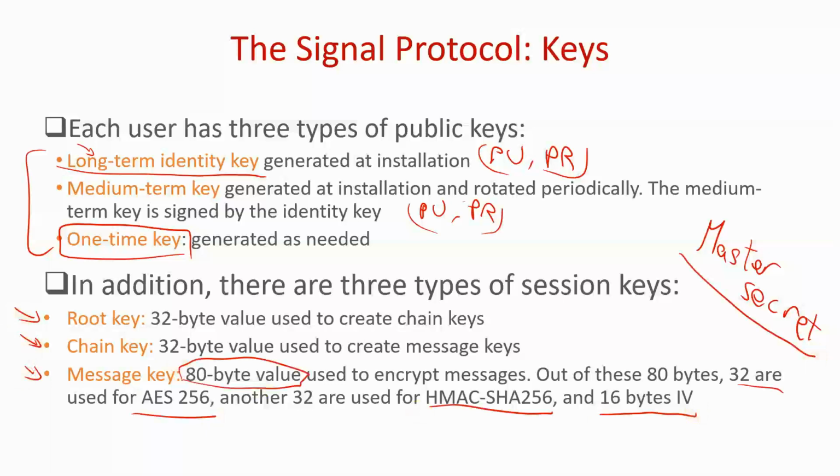You feed that to a key generation function to generate the message key. And the message key is the one that you use to encrypt the message and to generate the HMAC of the message. Okay. Once you do that, you can then send a message to the WhatsApp server.